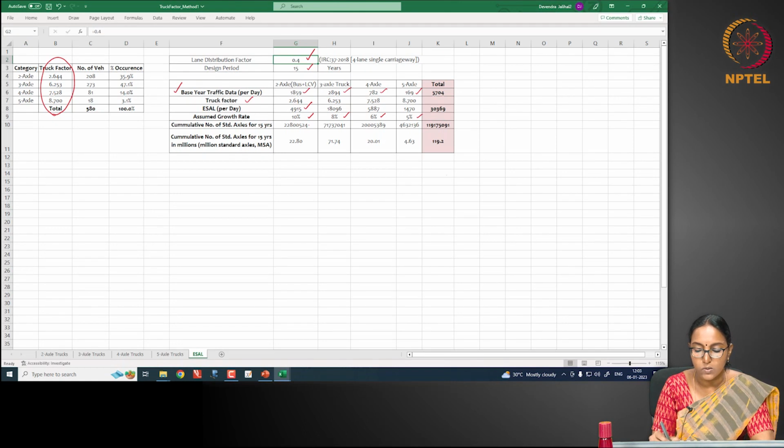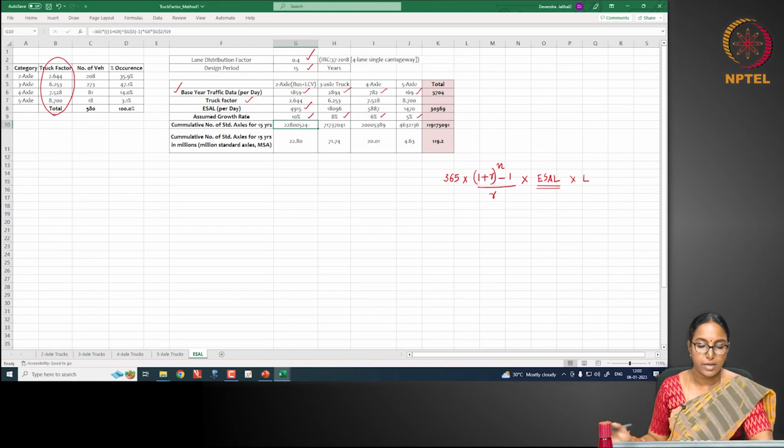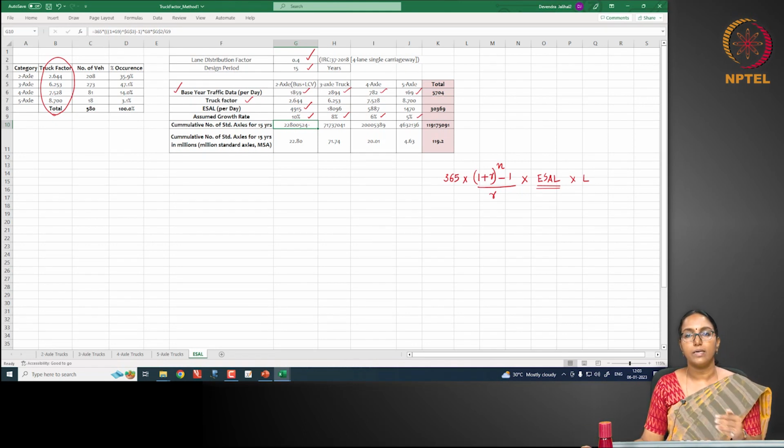You can use the equation as 365 into the growth factor, which is (1 plus r) raised to n minus 1, by r, into the ESAL that you have already calculated per day. Okay, because you have already multiplied the traffic with the truck factor, so you have converted into ESALs. Then you can use the lane distribution factor. Okay, so this is how you will compute. So you have the ESAL multiplied by the lane distribution factor with the growth factor into 365, which will give you the cumulative standard axle in 15 years' time.